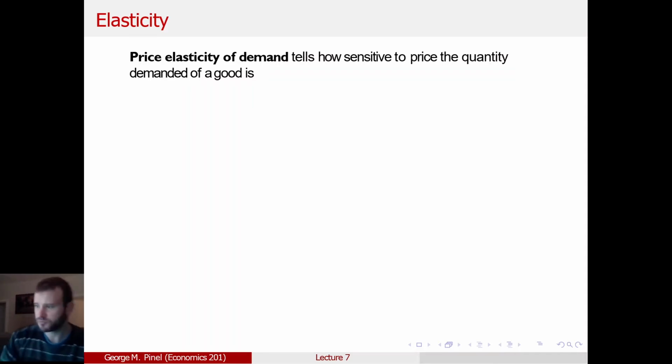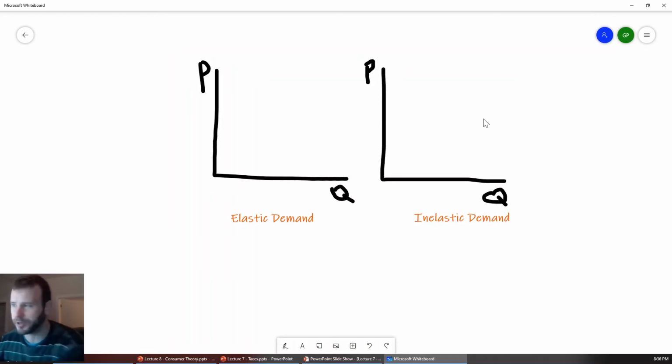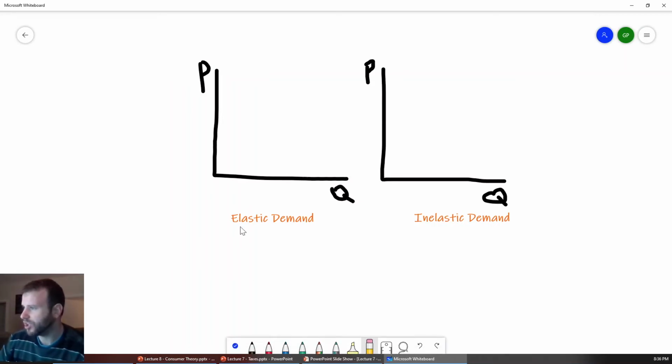Let me show that graphically. I know I did this last week, but it's the recap, so I feel comfortable doing it. I have two axes here. Quantity is always going to be on the x-axis, and price is always going to be on the y-axis. And two graphs, elastic and inelastic demand, which I have not labeled yet.